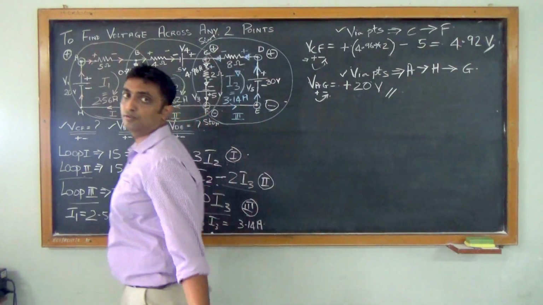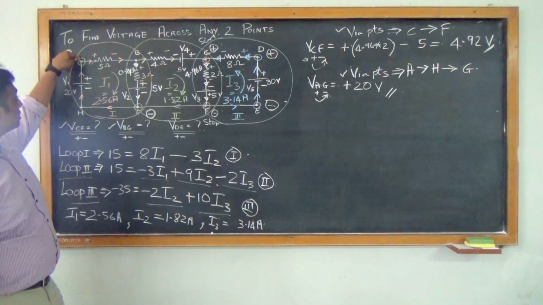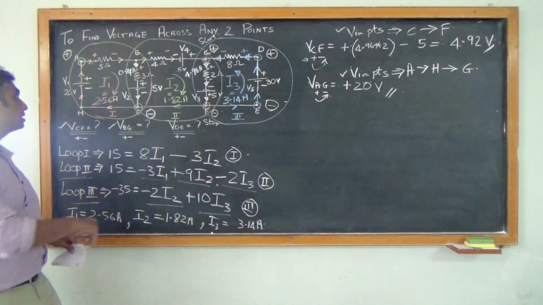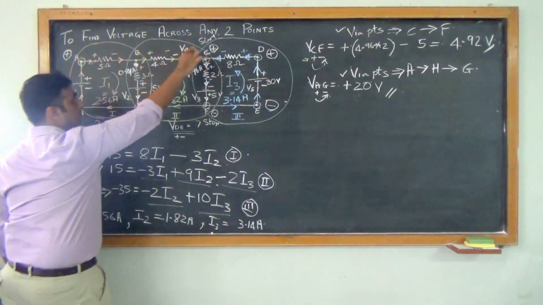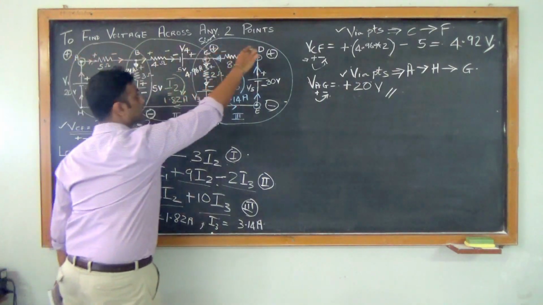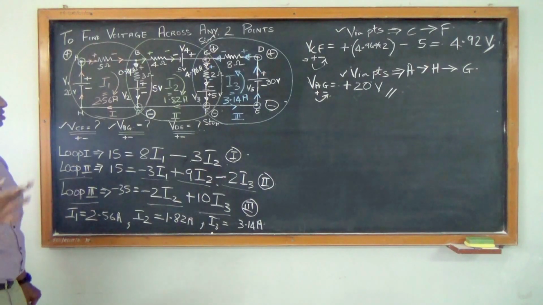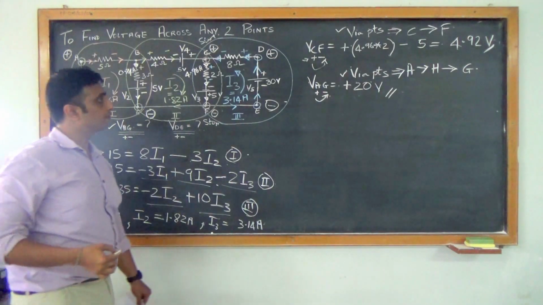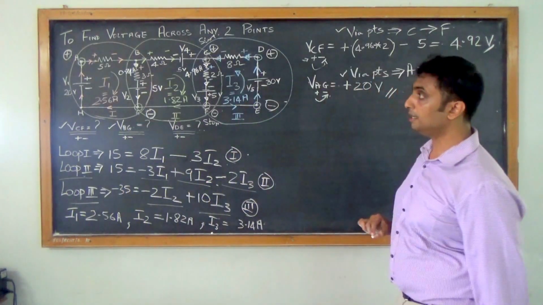Plus 20 volts. But as I told you, it is not necessary that you will only get the answer across these points. You can even get the answer across this loop, or this loop, or this loop. So no matter which loop you take, you will get the same answer. So we'll just try with a different loop and see whether we are going to get the same 20 volts.